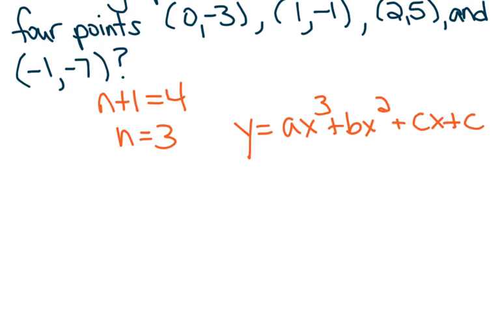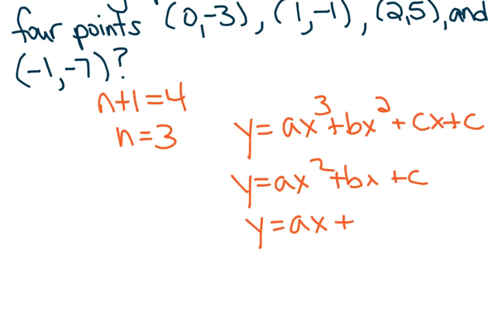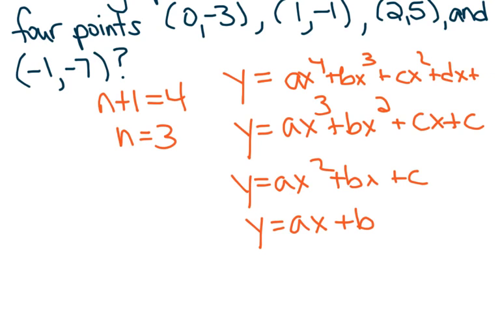The standard form of a quadratic, we already know, is ax squared plus bx plus c. And the standard form of a linear equation is ax plus b. So the standard form of a quartic, a fourth degree polynomial, would be ax to the fourth plus bx to the third plus cx squared plus dx plus e, and so on. Do you see the pattern? Okay, so now I'm going to go erase these real fast.